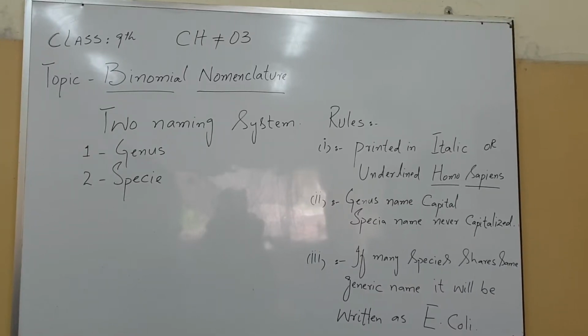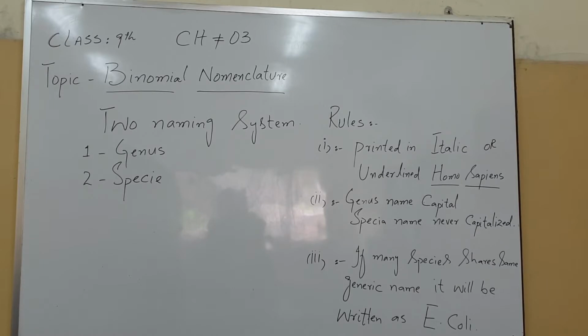Bismillahirrahmanirrahim. Class 9. Today the topic is binomial nomenclature, in chapter number 3, that is biodiversity, and our topic of today is binomial nomenclature.